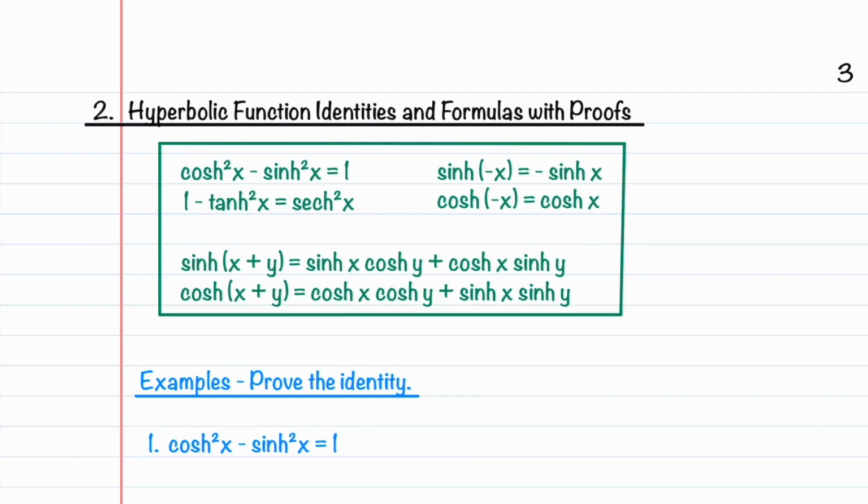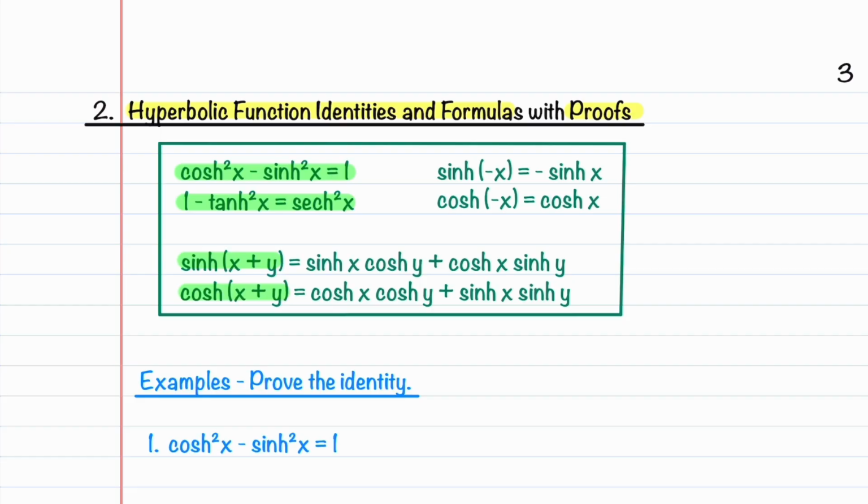We're now going to go over some important hyperbolic function identities and formulas, and then walk through some proofs. The identity that relates cosh and sinh is cosh² minus sinh² is equal to 1. And then tanh is related to sech by 1 minus tanh² is equal to sech²x. And then we have a formula for sinh of x plus y and cosh of x plus y. Those 4 formulas are similar to the trig function formulas, but the signs are different.